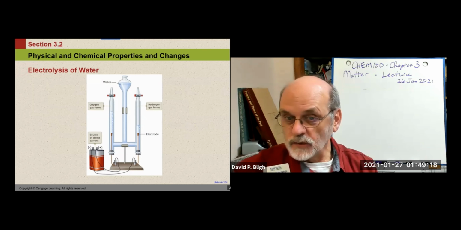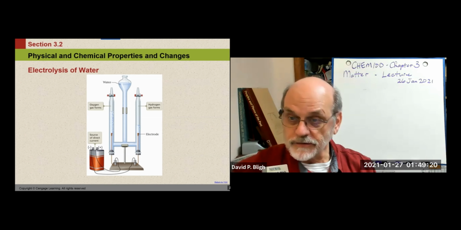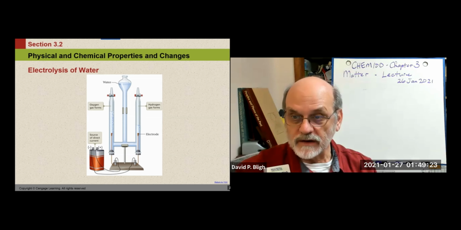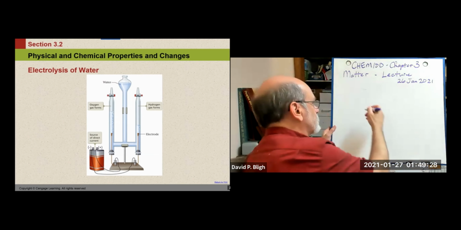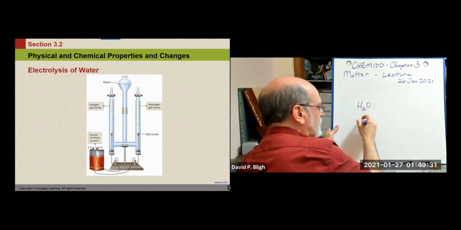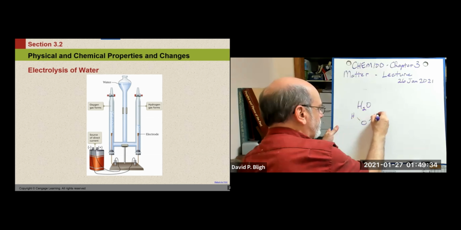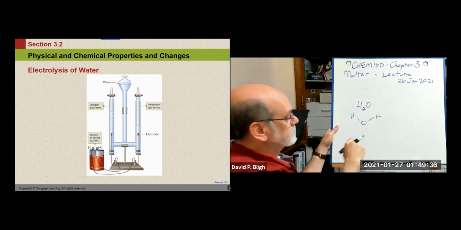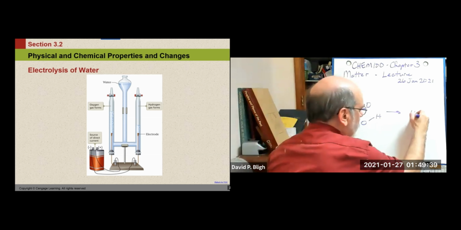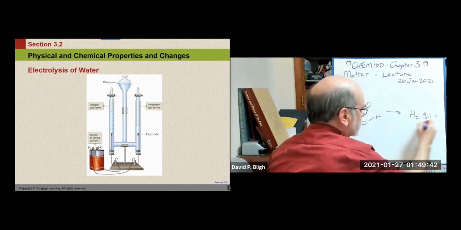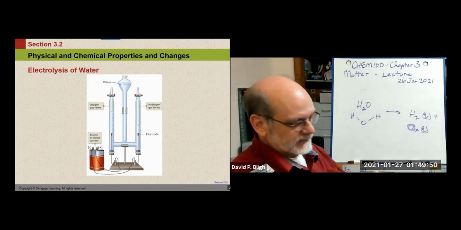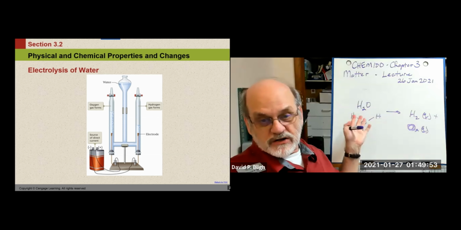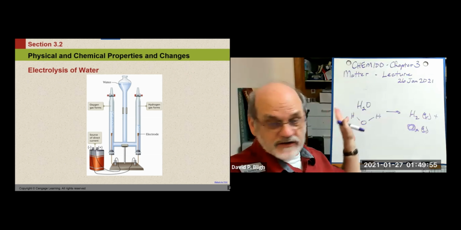Another possibility, we take water and pass electricity through it. We can break the bonds of water from this structure, or we may write it this way: 2 hydrogens, 1 oxygen, and we may end up with hydrogen gas and oxygen gas. Okay? Now that's not a balanced equation, but it shows the chemical change that has occurred.